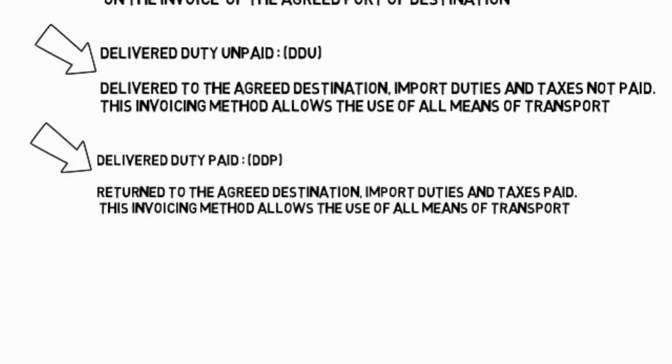Delivered Duty Paid, DDP. The seller is responsible for delivering the goods to the named place of destination having cleared them for import into the country of destination. This term represents the maximum obligation for the seller.